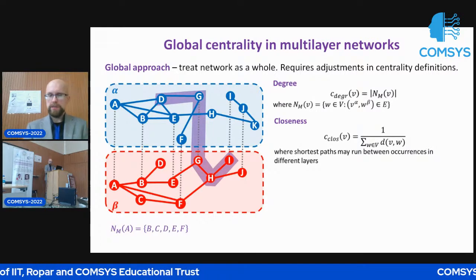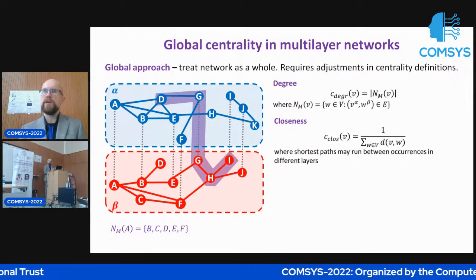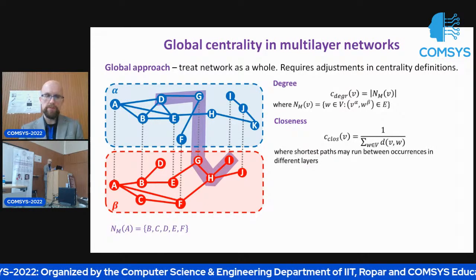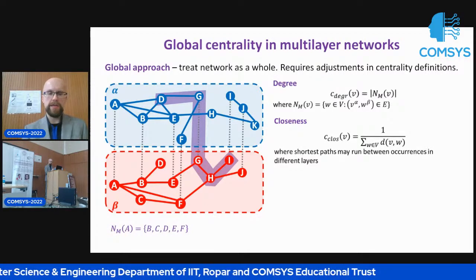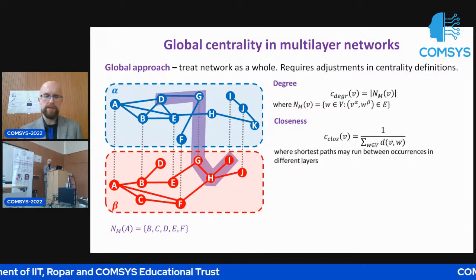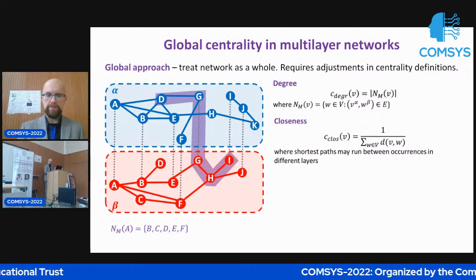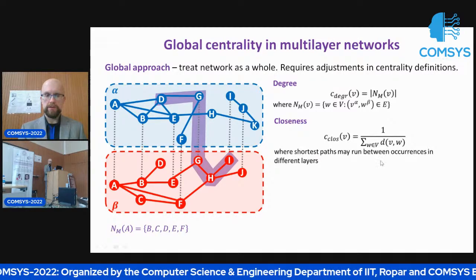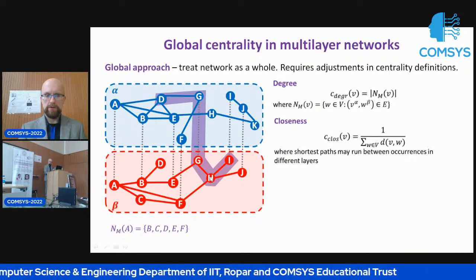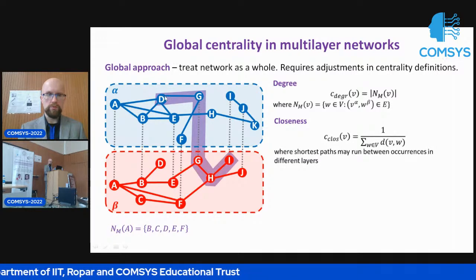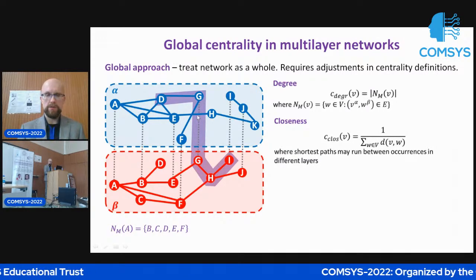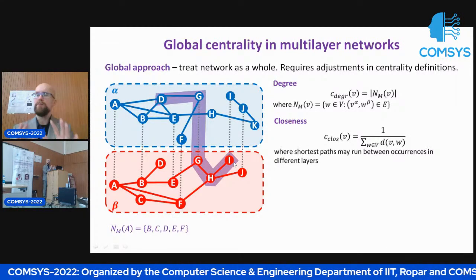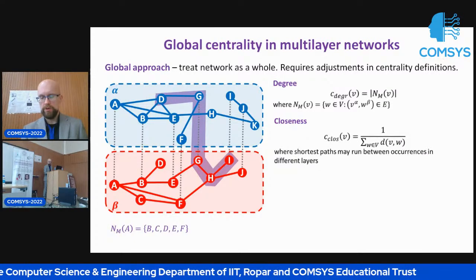In closeness centrality, the formula remains the same, but we assume that the shortest paths may run between occurrences in different layers. So for example, in this particular network, the shortest path from D to I runs from the occurrence of D in layer alpha to the occurrence of I in layer beta, from alpha to beta. Because we can see that we might also get from D to I only in layer beta, but it would take 1, 2, 3, 4, 5 steps. And from D to I only in alpha, it would also take 1, 2, 3, 4, 5 steps. But this inter-layer route takes only 1, 2, 3, 4 steps. So we just allow the paths to run over multiple layers. This is the only change to closeness.